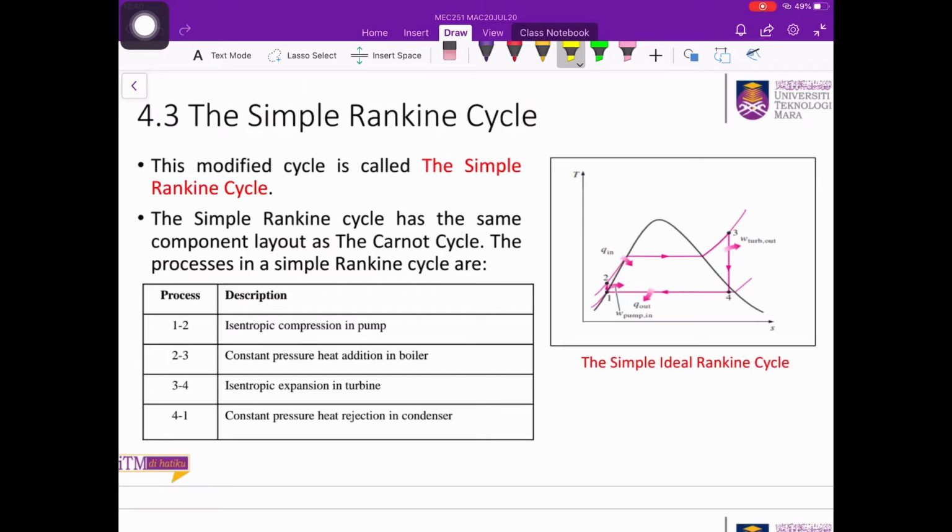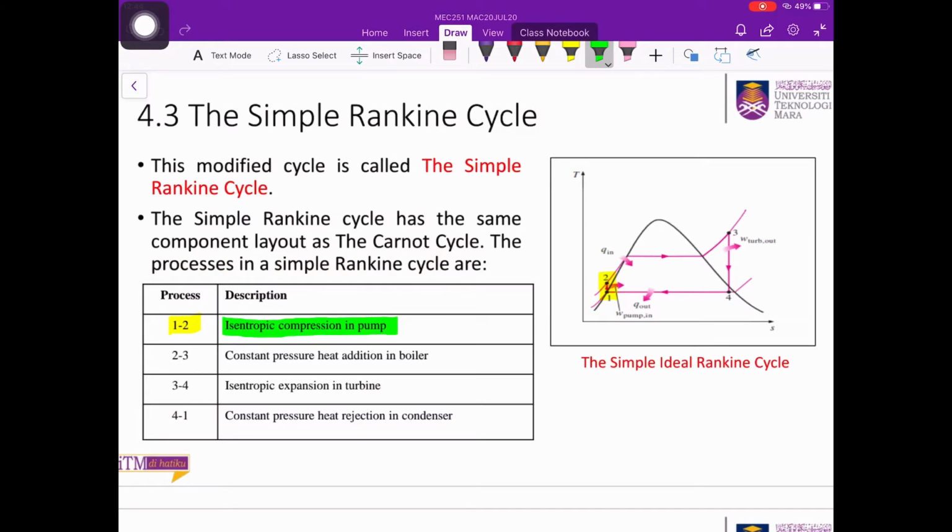Subchapter 4.3 The Simple Rankine Cycle. This modified cycle is called the Simple Rankine Cycle. The Simple Rankine Cycle has the same component layout as the Carnot cycle, but instead of a compressor, the Simple Rankine Cycle uses a pump.